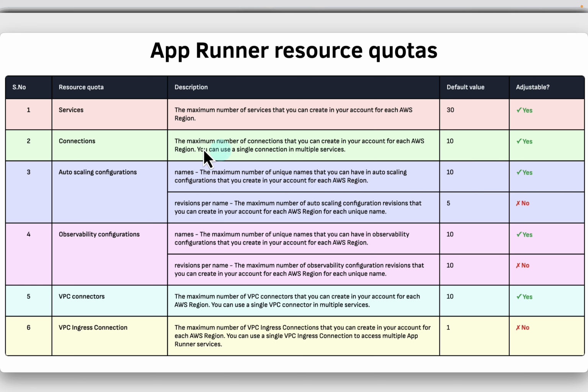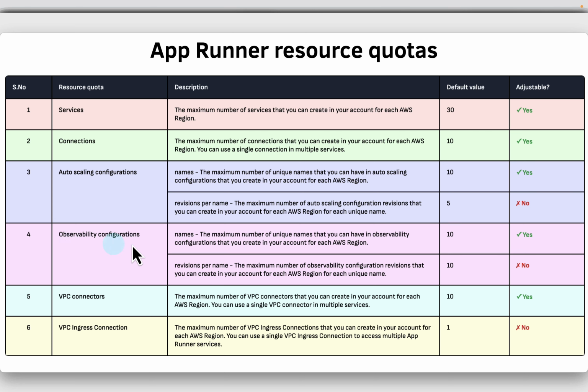Then number of connections, the maximum number of connections that you can create in your account for each AWS region, again 10. And auto scaling configurations, you can have up to 10, and inside that there is something called names and revisions per name. So you can have 10 names and inside that you can have 5 revisions, like 5 versions. So 10 into 5, a total of 50 combinations. So the maximum number of unique names and the maximum number of auto scaling configuration revisions that you can create in your account for each AWS region for each unique name.